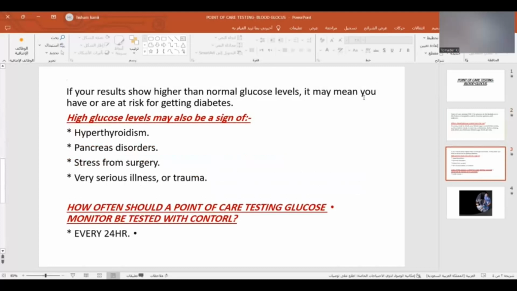If your results show higher than normal glucose level, it may mean you are at risk for getting diabetes. A high glucose level is a sign of hyperthyroidism, pancreas disorders, stress from surgery, very serious illness or trauma. How often should the point of care testing glucose monitor be tested with control? The blood glucose testing should be every 24 hours.